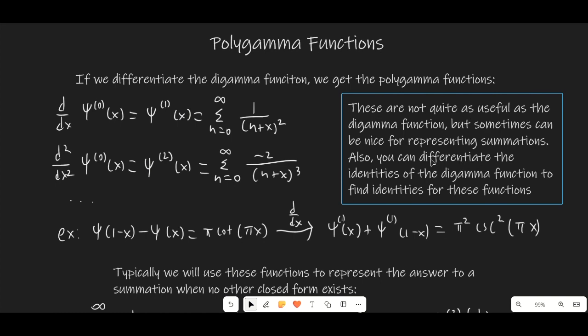Also, you can differentiate the identities of the digamma function to find identities for these functions. For example, if we take this identity right here, we differentiate, we find that trigamma of x plus trigamma of 1 minus x is pi squared times cosecant squared of pi x.